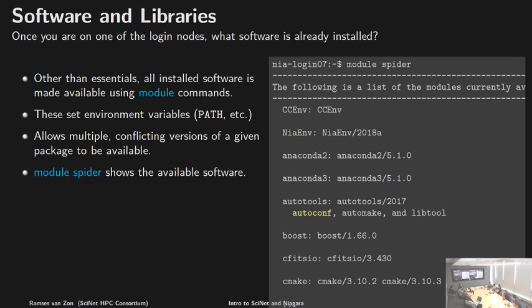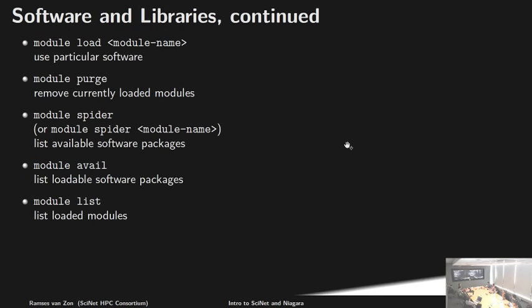If you want to know what is available, the command to use is module spider. And module spider will give you everything that's there. And so we'll start with ccenv, NayaEnv, Anaconda, AutoTools. It's alphabetical. So your favorite package is probably somewhere down the list. This will tell you if it's actually there. If it's there, you should in principle be able to load it with a command called module load. So it doesn't install it, it's already installed, right? But it just sets those variables, and so it's fairly quick. And then after that, the binaries, the library should all be accessible. Once you've loaded a whole bunch of them and you want to start over, module purge can get rid of all of the loaded modules.